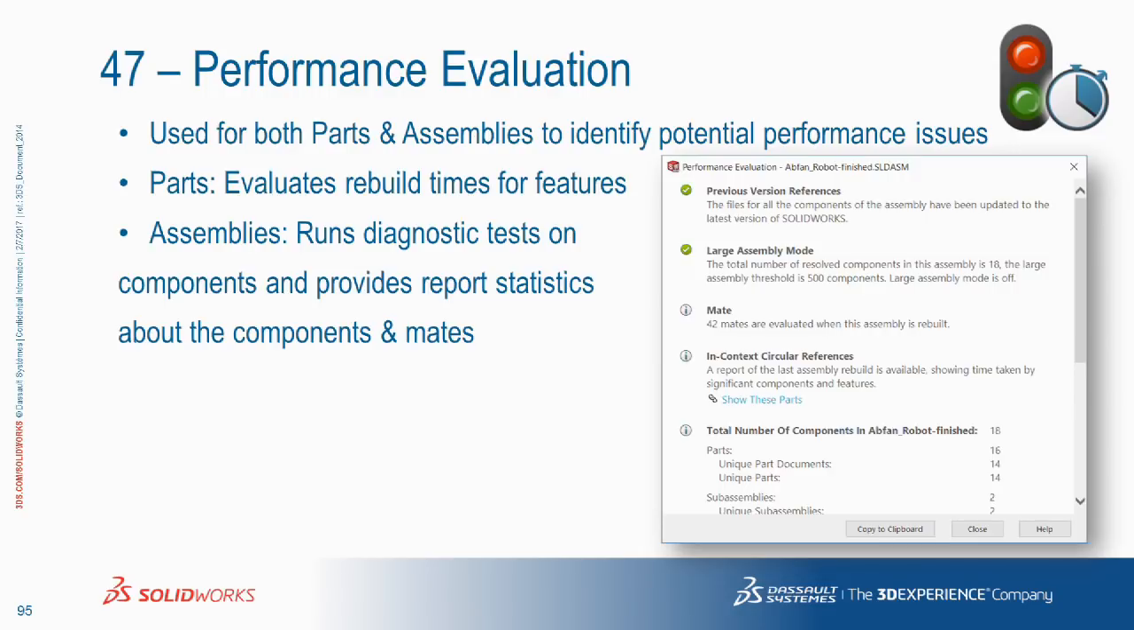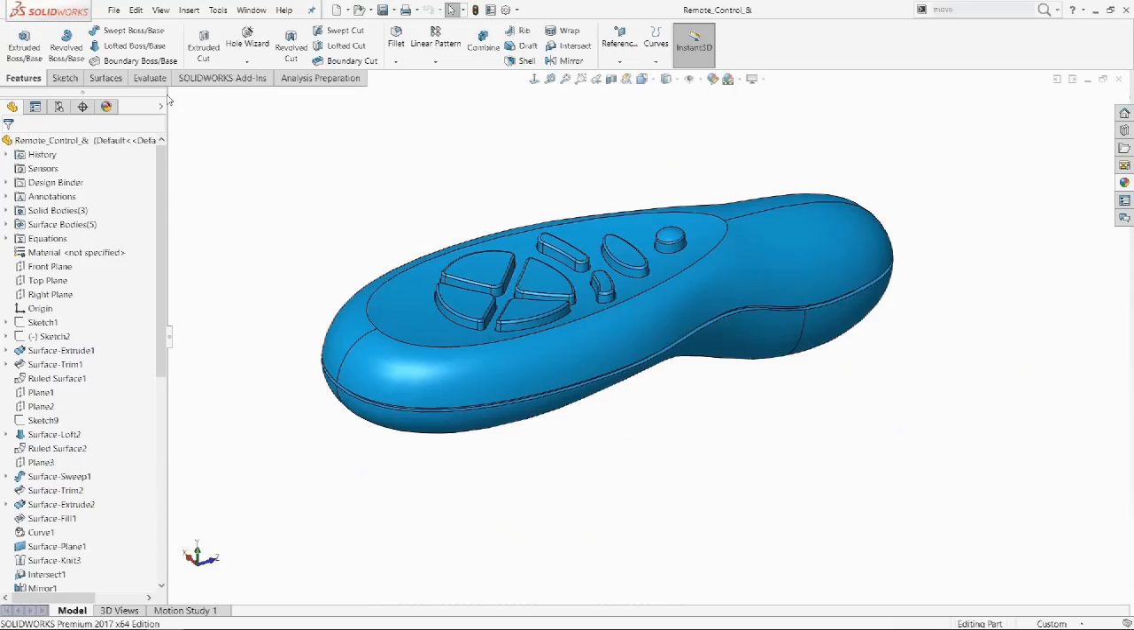Performance evaluation. This is a great tool to get statistics about your parts. You want to know what's causing all the long rebuild times in your model. You can look at this and find out what feature is causing the longest rebuild time. That's very beneficial if you have an assembly that is taking minutes and minutes and minutes to rebuild, so you can start to identify what might be causing those problems.